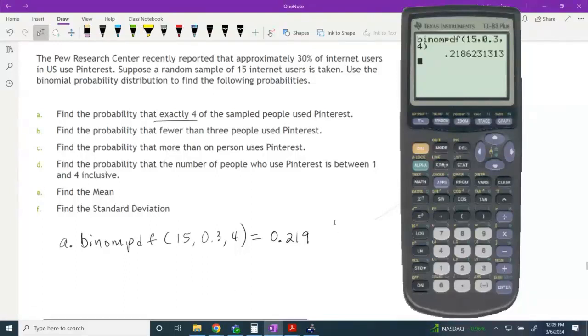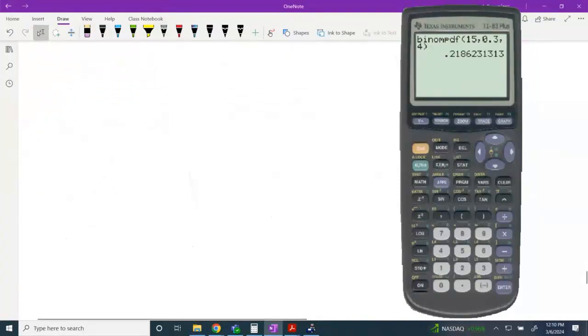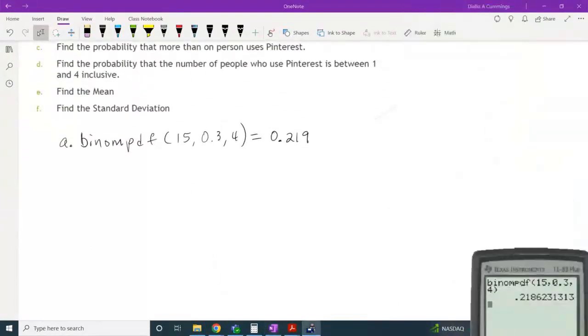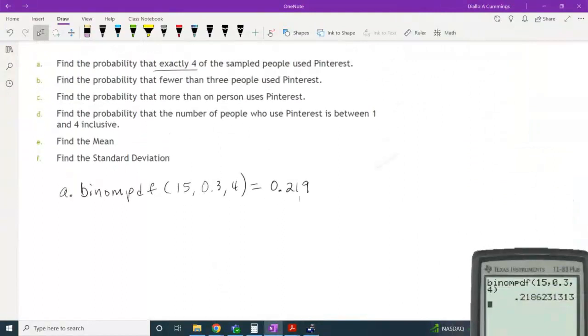Now the probability is going to be 0.3. So 0.28219. That's right. So it's like a 21.9% chance that 4 people out of the 15 use Pinterest. All right. Okay. So B says find the probability that fewer than 3 people use Pinterest.